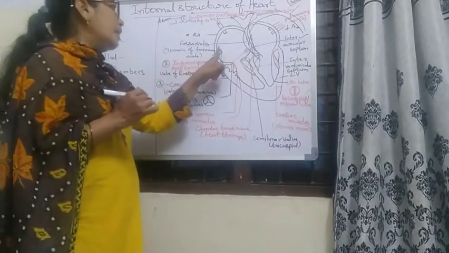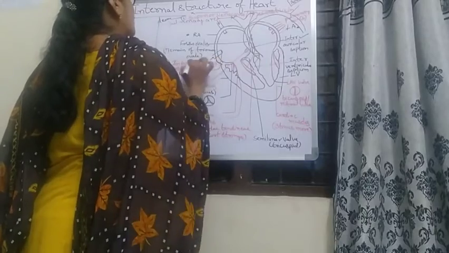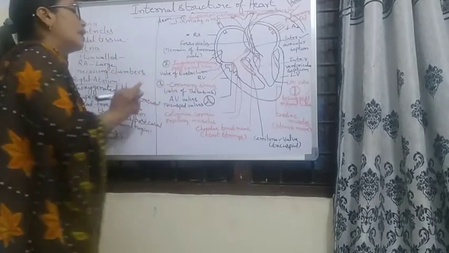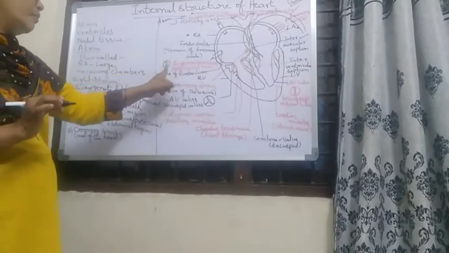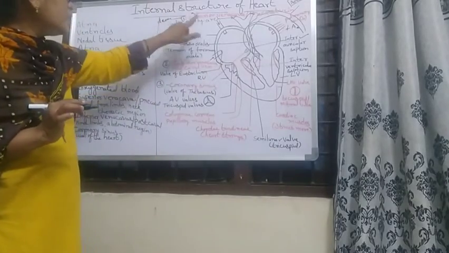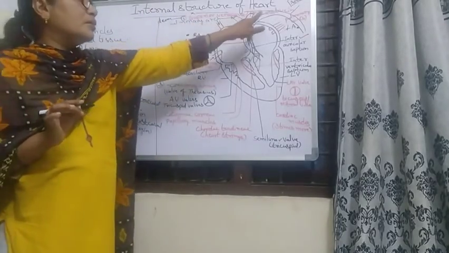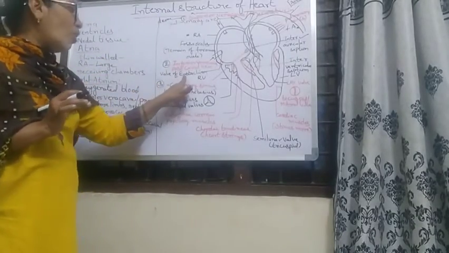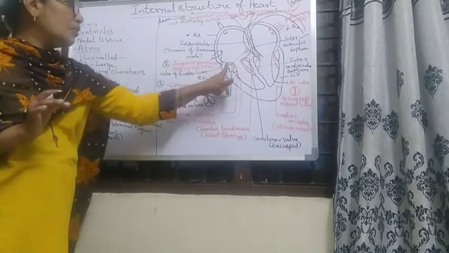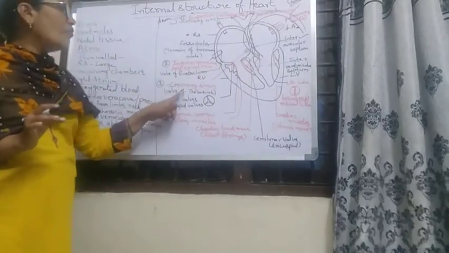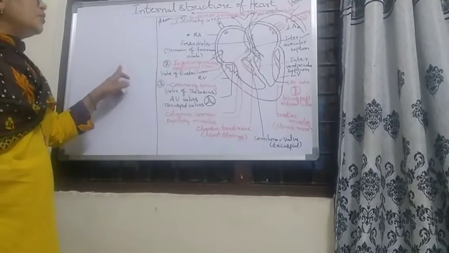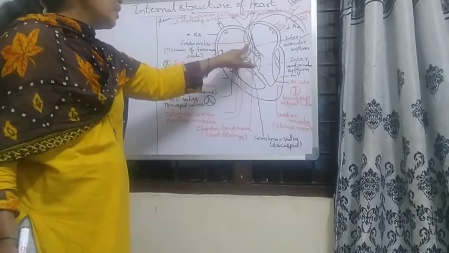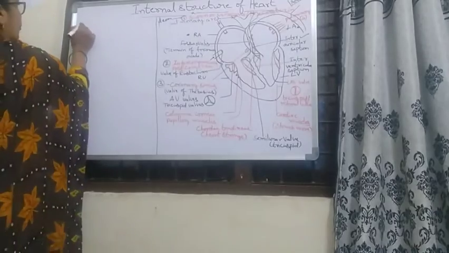The inferior vena cava or postcaval vein also contains a valve, called the Eustachian valve. But the superior vena cava does not contain any valve. Only the inferior vena cava contains the Eustachian valve, and the coronary sinus contains the valve of Thebesius.